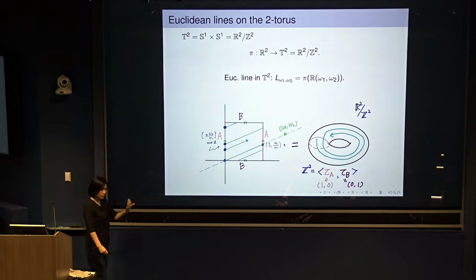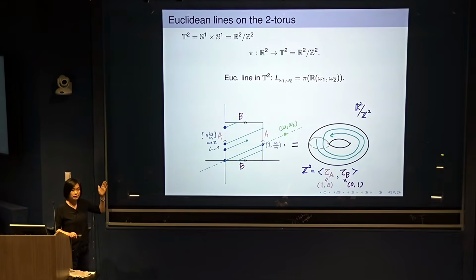Since she's a Euclidean traveler, I have to tell you what a Euclidean line in this torus is. In the plane, we know what a line is. I think of a line as a line passing through the origin. Now let's consider the quotient map from R2 to T2, which I denote by pi. So pi is a quotient map from R2 to T2, which is R2 by Z2. And by a line in the torus, I simply mean a projection of a line in R2 via this projection map.